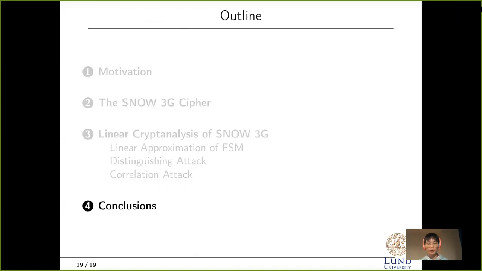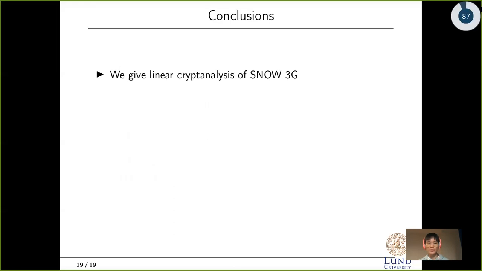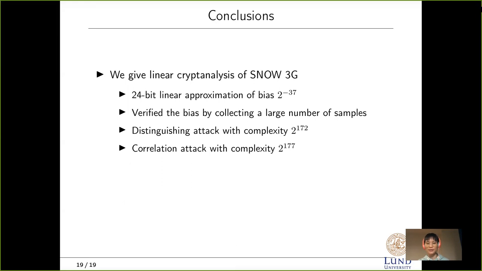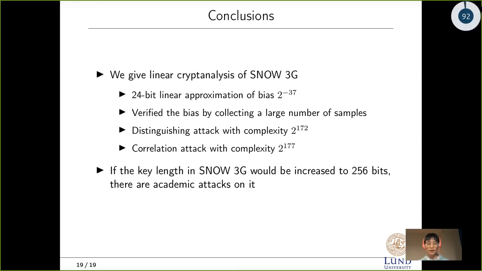So that's our work. To conclude, we have given linear cryptanalysis of SNOW 3G. We have found a 24-bit linear approximation with bias 2^-37. We verified this bias by collecting a large number of samples. We then use this linear approximation to give a distinguishing attack with complexity 2^172 and a correlation attack with complexity 2^177. These linear cryptanalysis results indicate that if the key length in SNOW 3G would be increased to 256 bits, there are academic attacks on it.